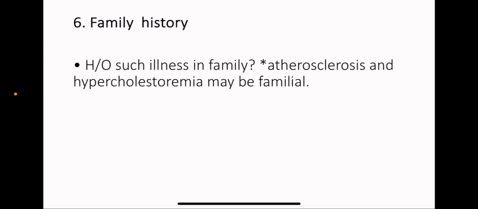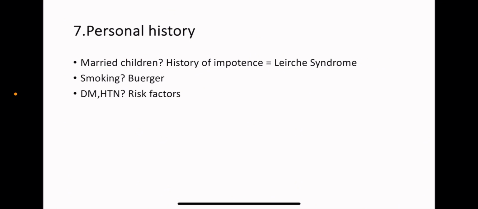Family history, history of such illness in the family, regardless of the presentation of the patient. If the patient presented with pain in the calf, ask for any history in the family with the same presentation. If it was discoloration, you're going to do the same. Atherosclerosis and hypercholesterolemia may be familial too. So risk factors, one of the risk factors for peripheral arterial disease is hypercholesterolemia, hypertension and diabetes. All of these could be familial.